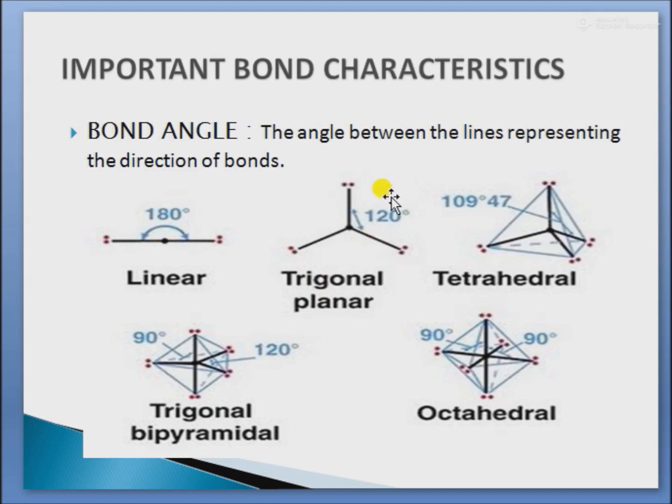Next is the trigonal planar, in which the bond angle is 120 degrees and it forms the trigonal shape. And next is the tetrahedral, in which the four atoms are attached at the end of the tetrahedron, and this is a central atom, and the bond angle between these two bonds is 109 degrees 47 minutes.